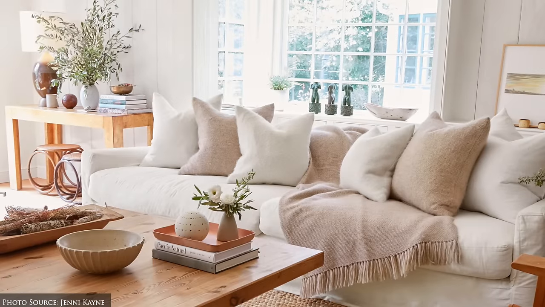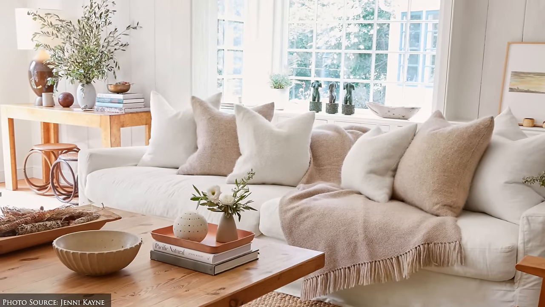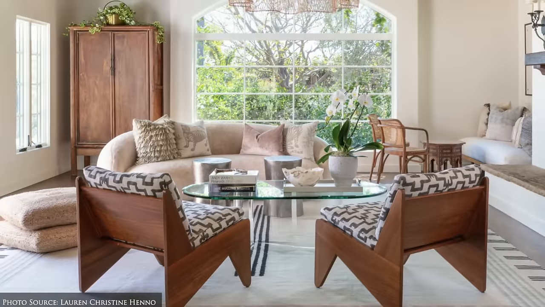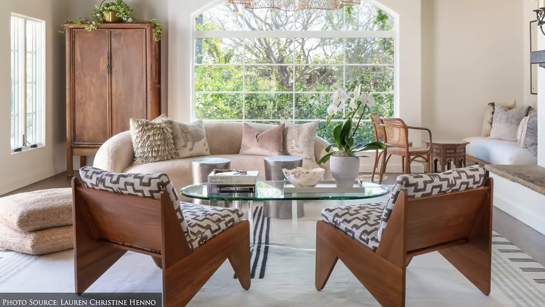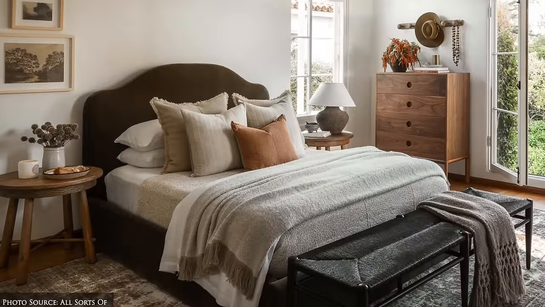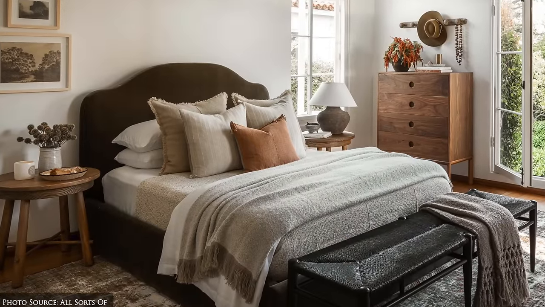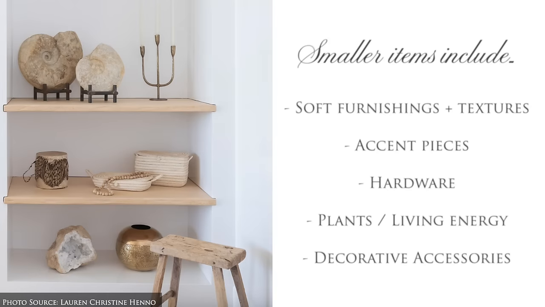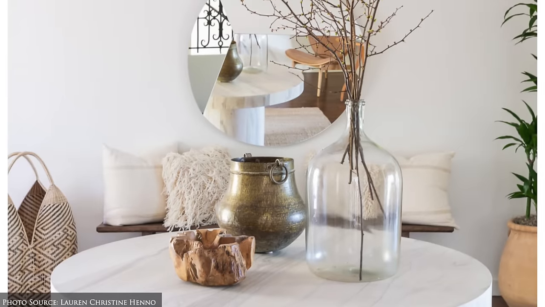When you reach the implementation phase, we recommend starting with larger items like rugs and flooring, wall treatments, artwork, lighting, window treatments, and any key furniture pieces. After that, add in the smaller details like soft furnishings, textures, accent pieces, hardware, plants, and decorative accessories.